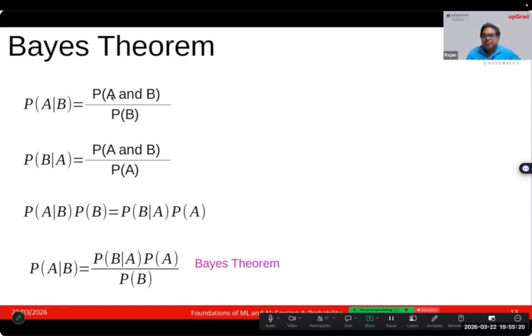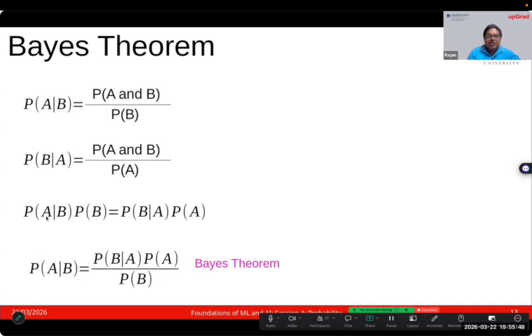Probability of A given B is probability of A and B divided by probability of B. Probability of B given A is probability of A and B divided by probability of A. You see the numerator in both these cases is the same. Therefore, we can write probability of A given B times probability of B is equal to probability of B given A times probability of A, this equation.